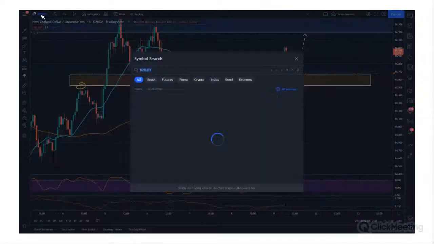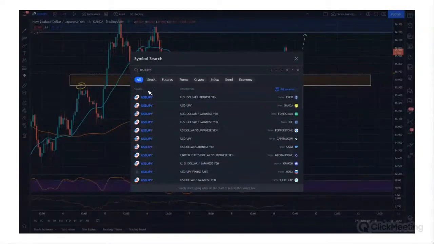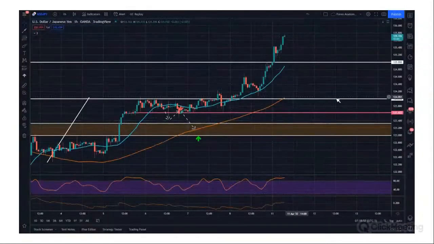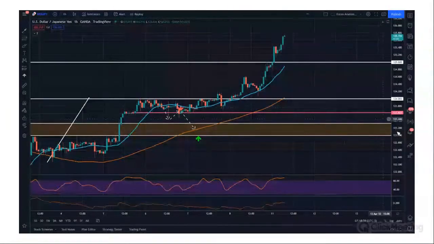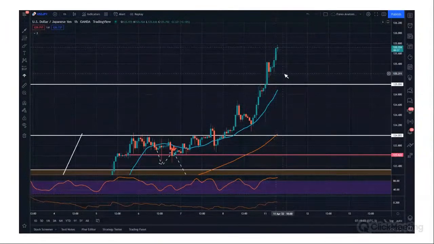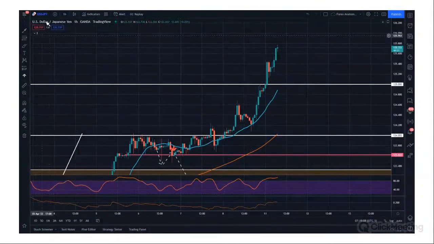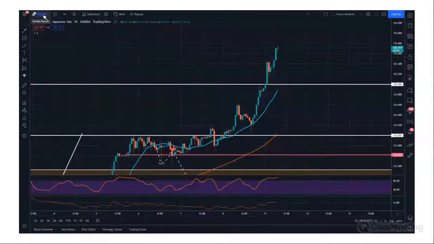So I wasn't going to do this. Let me go to US dollar Japanese yen just to see how that's looking. I wasn't going to talk about that too much, but we can see here that the market is still pushing to the upside, and I think real soon we'll see a slight correction in this pair. But most of these setups are moving to the upside, and one in particular that I want to look at right now is GBP JPY, or pound yen.